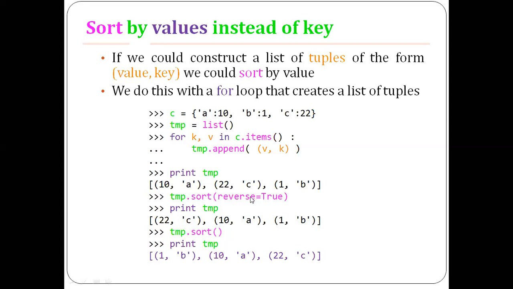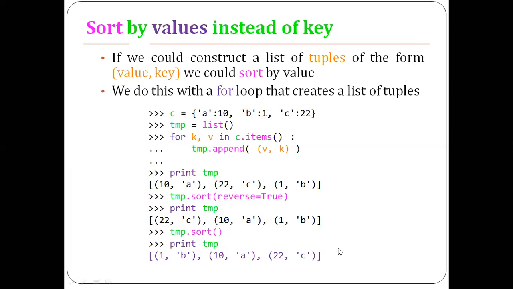Then sort the elements of the list, that is temp dot sort with reverse equal to true, right? So it is sorted in the reverse order, in the descending order. That is, the first one is 22, 10, and 1. Similarly, we can sort it in ascending order just by using the sort function here. That is 1, 10, and 22. So you have got the values here in the ascending order.